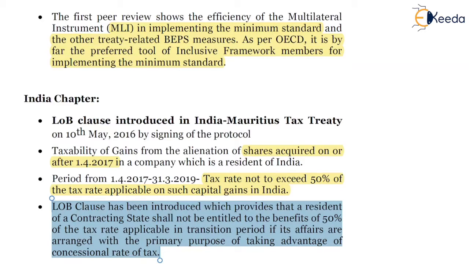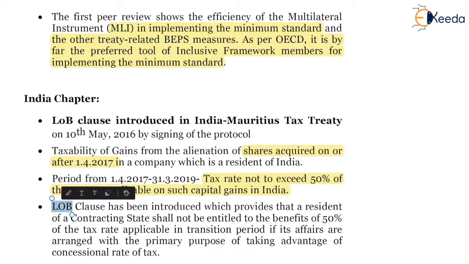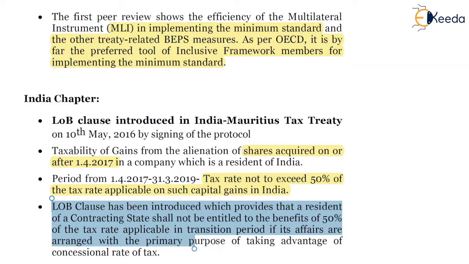And this is what bullet number 4 is trying to say. I will again read this. LOB clause has been introduced which provides that a resident of Mauritius shall not be entitled to the benefits of 50% of the tax rate applicable in the transition period. Transition period is previous year 1718 and 1819 if its affairs are arranged with the principal purpose of taking advantage of concessional tax rate.